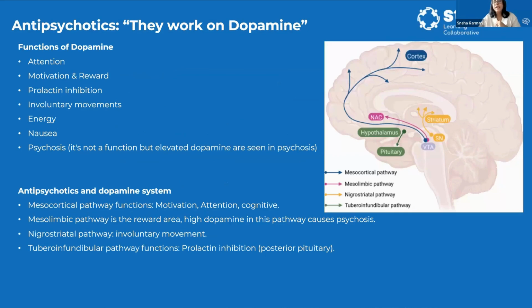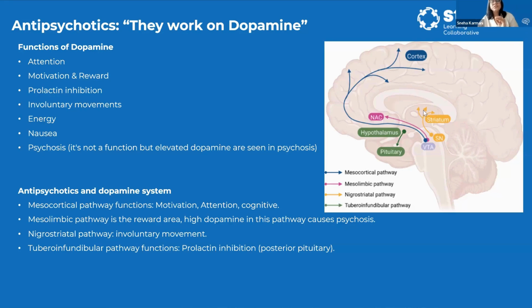So basically, antipsychotics work on dopamine. And what does dopamine do? Dopamine works to maintain your attention. It has functions in motivation and reward. It regulates neurohormonal balance, like regulating prolactin levels. It regulates movements, and a disturbance in dopamine could lead to involuntary movements. It regulates energy levels, nausea. Psychosis is not a function, but elevated levels of dopamine are seen in psychosis.